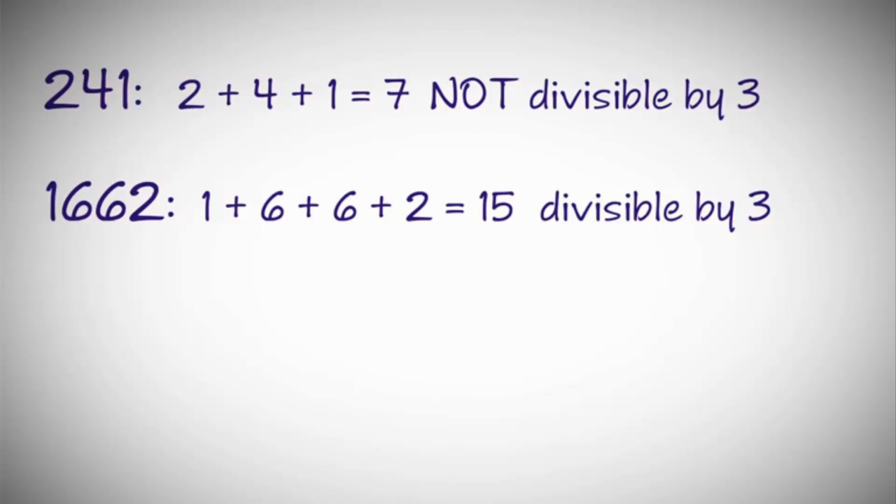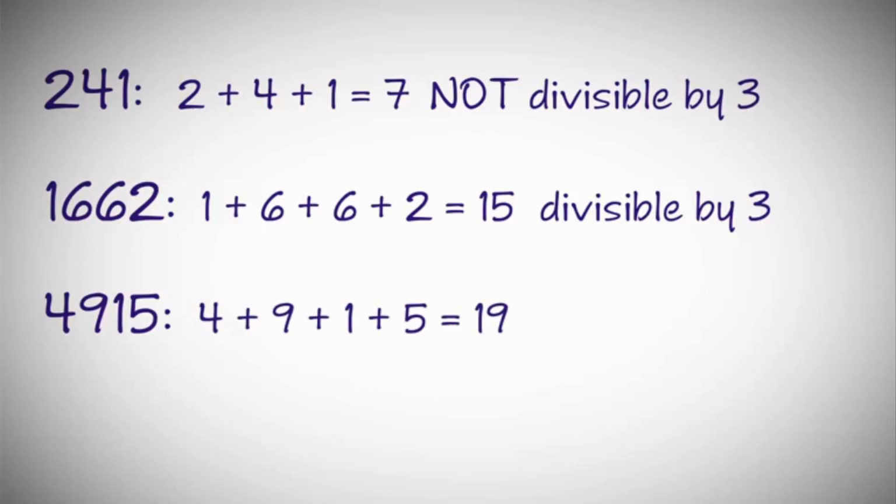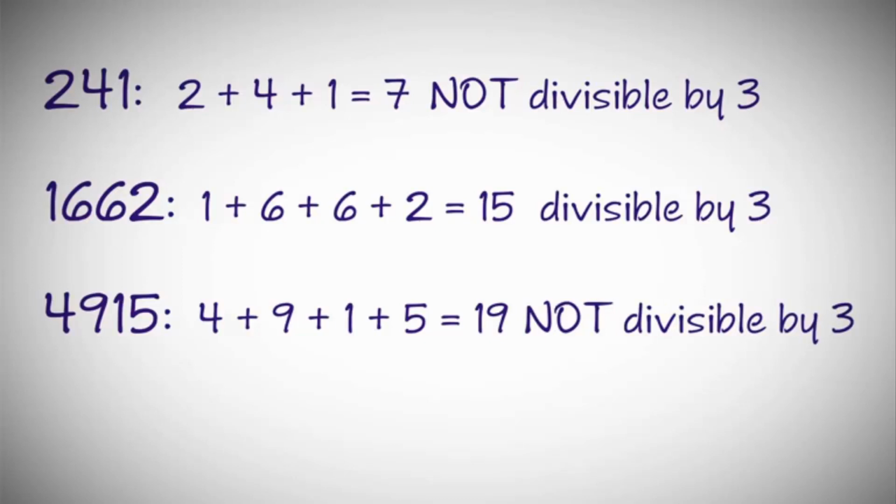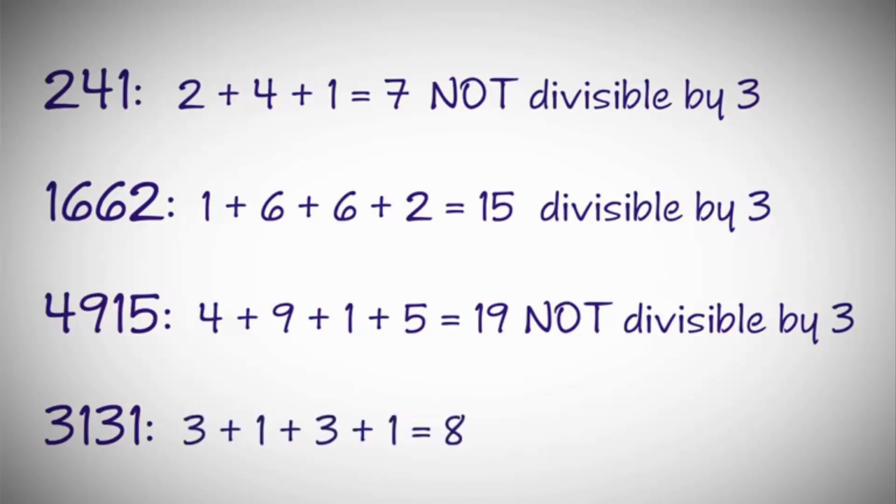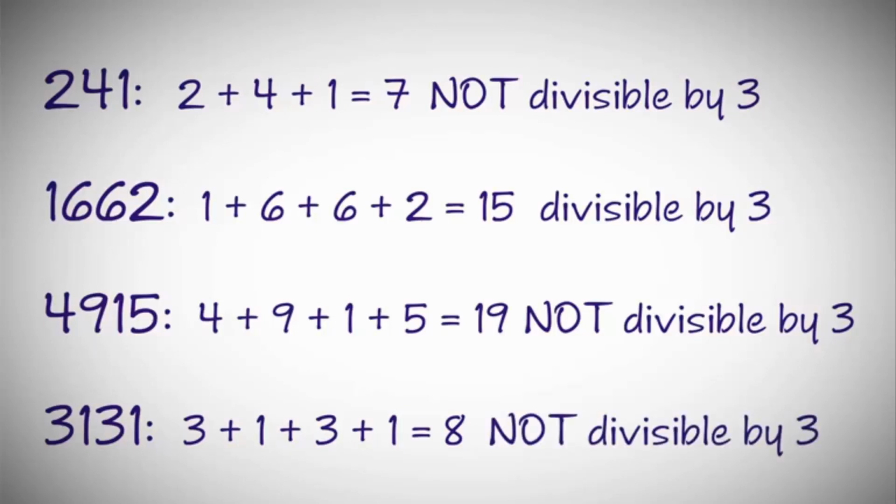Let's take a look at the next number, 4,915. 4 plus 9 plus 1 plus 5 is equal to 19. 19 is not divisible by 3, which means that that number is also not divisible by 3. Finally, we have 3,131. Add the digits, 3 plus 1 plus 3 plus 1, and we get the value of 8, which is not divisible by 3, which means that 3,131 is not divisible by 3. Let's go through another example.